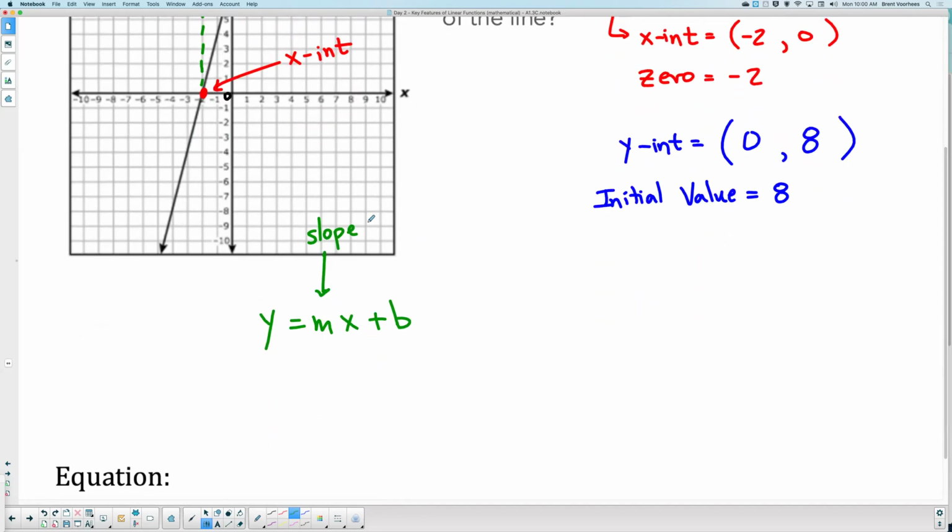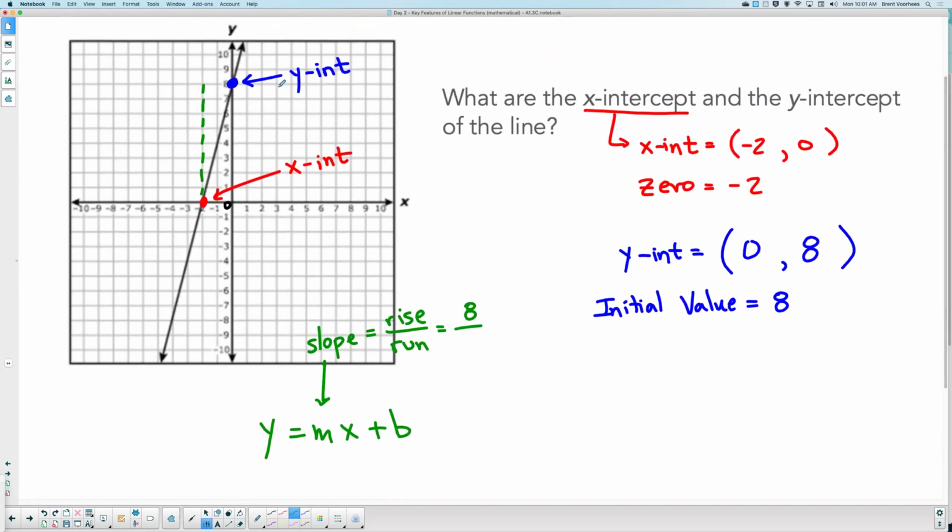My slope is the rise over the run. My rise is 8. Very good. Now let's see, what is our run this time? How many boxes, how many units do I run from the left to the right to get from the red to the blue? 2. So it'd be 8 divided by 2.